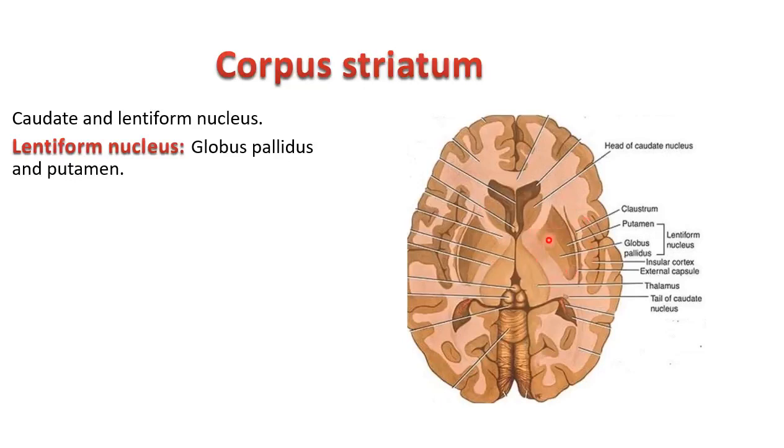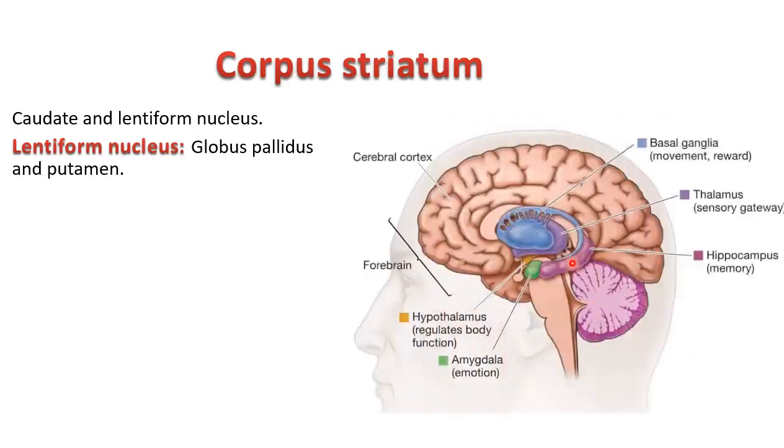Lentiform means it is lens shaped, which I showed you in the previous picture. It is like a biconvex lens, but when you look at it in a section, you see it is somewhat triangular in shape, and mainly it consists of two parts. The lateral part is called the putamen, and the medial part is called the globus pallidus. So the medial part is globus pallidus, and the lateral part is putamen.